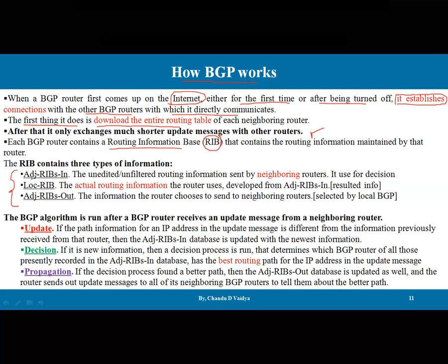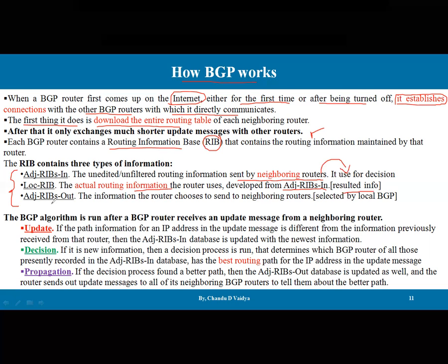Very first is the Adj-RIB-In, the adjacent RIB in. It is the unedited, unfiltered routing information sent by the neighbor routers. It means this information is learned from the neighbor routers, and it is going to be used for the decision purpose. Second is the Loc-RIB, that is the local RIB. This is the actual routing information that the router uses, developed from the Adj-RIB-In, and this is the resultant info.